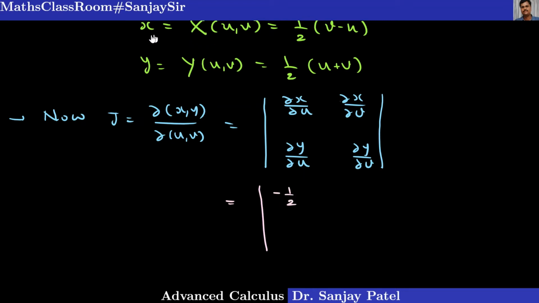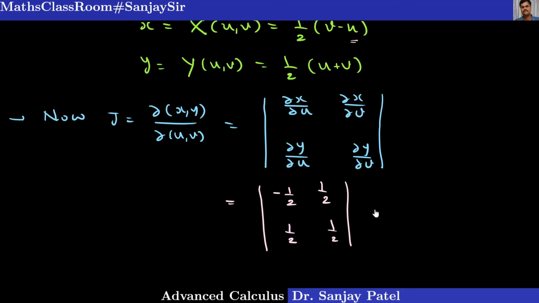And differentiating x with respect to v now, u is constant. So derivative of u is 0, and derivative of v is 1. So we'll get 1 into 1 by 2. So it is 1 by 2. Then we differentiate y with respect to u and v. You will get 1 by 2 and 1 by 2. It is very simple. Derivative of y with respect to u is 1 by 2 into 1 plus 0, and derivative of y with respect to v is 1 by 2 into 0 plus 1. So you will get this thing.